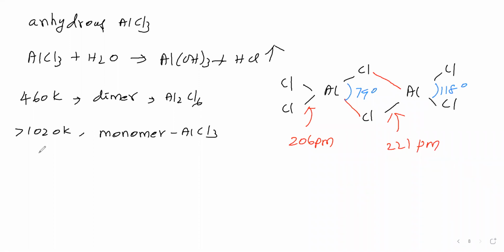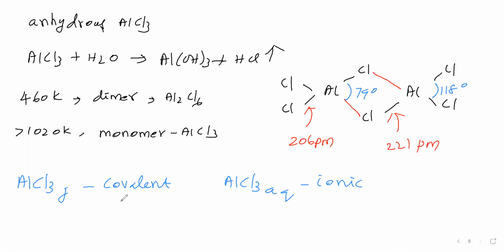Okay. Next, aluminum chloride in the gaseous state acts as covalent, but aluminum chloride in aqueous solution acts as ionic. So we are saying that aluminum chloride aqueous solution is ionic, and aluminum chloride in the gaseous state is covalent. Okay, that we will see. Aluminum chloride is a covalent compound because between the aluminum ion Al3+ and Cl-, covalent nature is dominating. Okay.